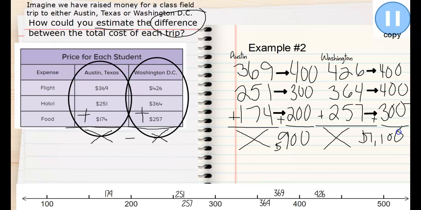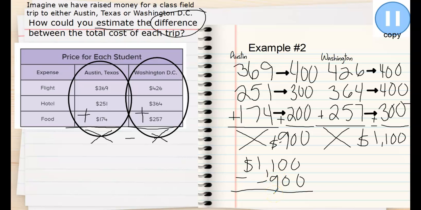The last step you should have solved was to find the difference between the two trips by subtracting 1,100 minus 900. And you should have got $200. Okay, so our estimated difference between the two total costs of each trip is $200. If you got that correct, good job. If not, I would like you to go ahead and copy these notes down into your journal for future reference.